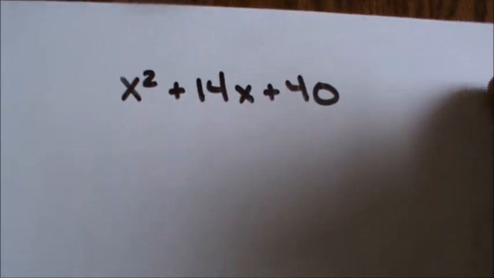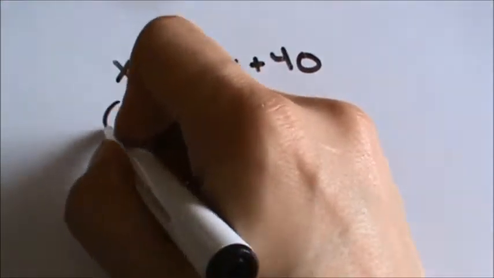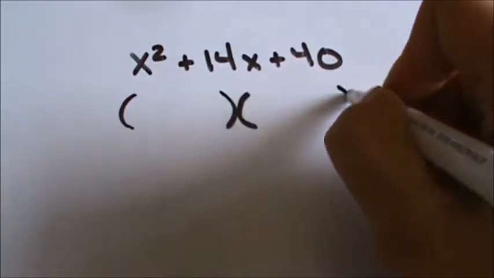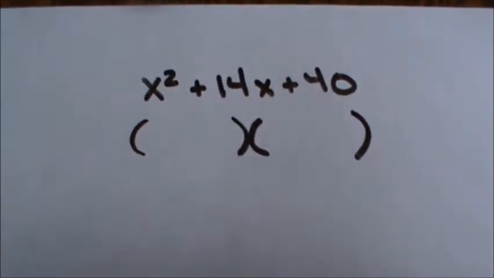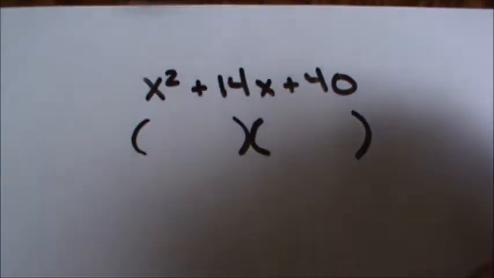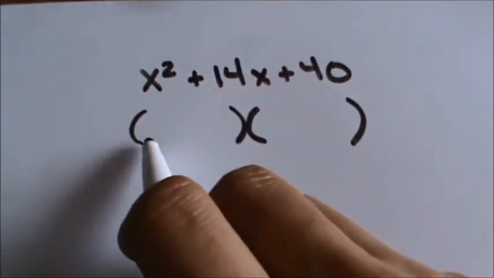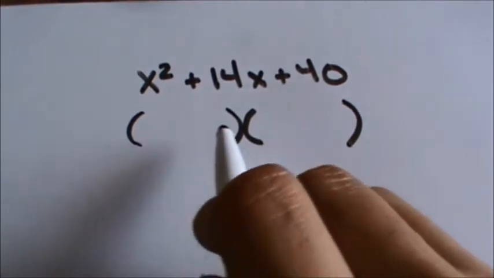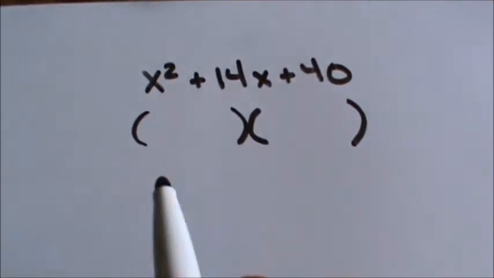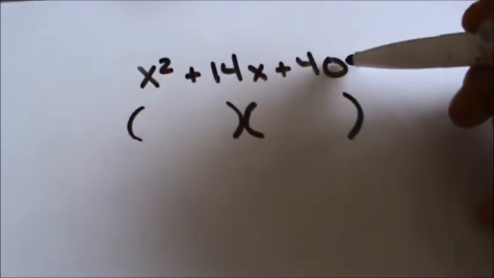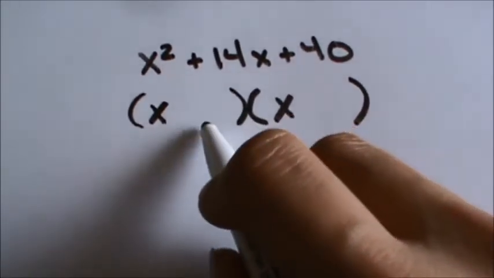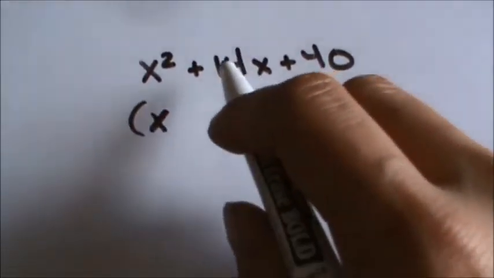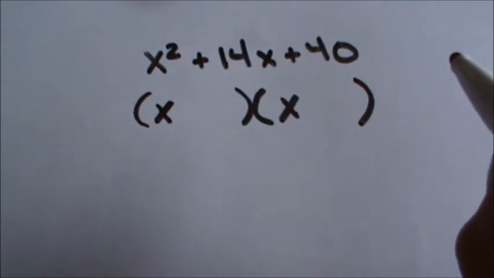Here's a trinomial that we are going to try to factor. And when we say factor, we're trying to write it as the product of two binomials. So we should be able to write our final answer in a form something like this. Now, in order to do this, I know that these two are the first terms if we were going to FOIL them to get this. And that answer is x squared. So I know I'm going to have x here and x here. The question is, what numbers go here so that I'm going to get the 14x and the 40?